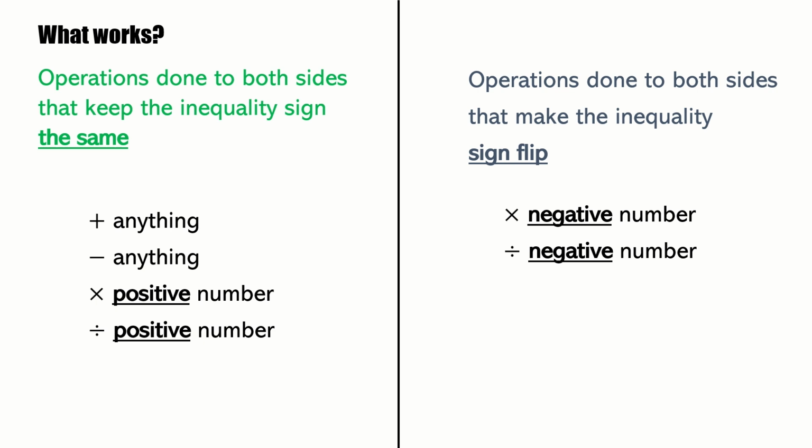Admittedly, those of you who have covered more maths and are looking back at this video for revision purposes, there is technically another common operation for which there is a predictable effect applied to the inequality sign, which is taking logarithms of both sides as long as the logarithm has a base bigger than 1.